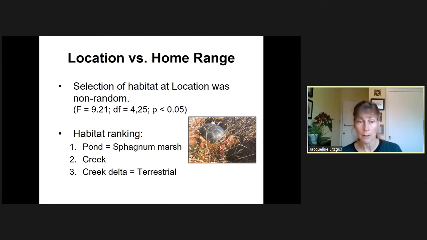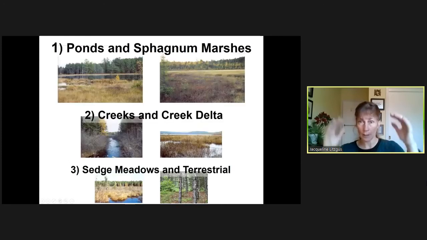So at this finer spatial scale, specific selection was also happening. And again, pond and sphagnum marshes were important sites, and then the creek. So this switched a little bit, and then the creek delta and terrestrial. But then what Chris did was try to stitch together the findings of those two spatial scales of habitat selection to come up with an overall sense of what is most important to these turtles.